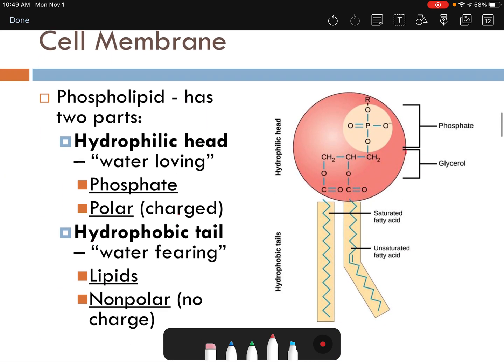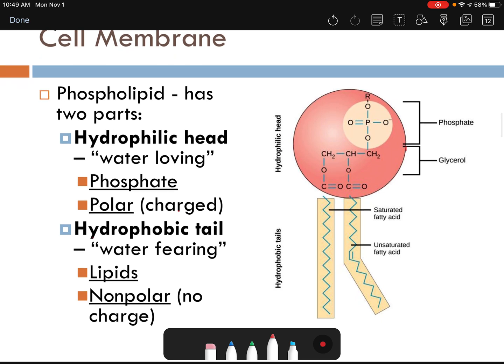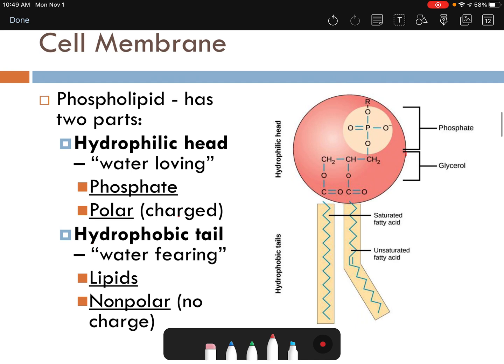So first, we're going to look at what a phospholipid is, because the cell membrane is what we call a phospholipid bilayer. It has two layers of these phospholipids. So a phospholipid has two parts. The first part is called the hydrophilic head. So that's this part right here. And this is the phosphate part. You can see the phosphate with the phosphorus there. And then there's a glycerol added as well.